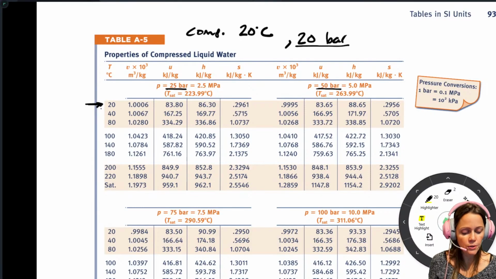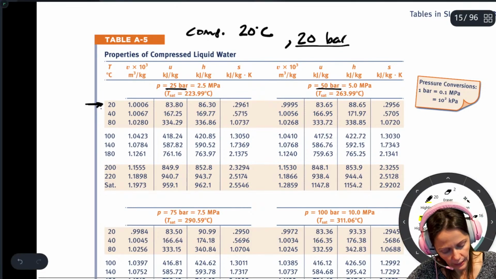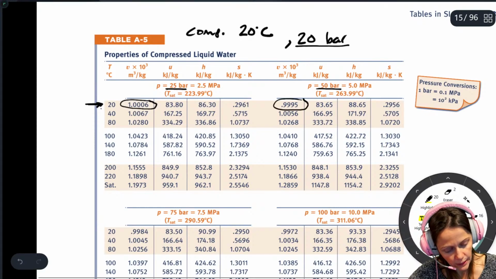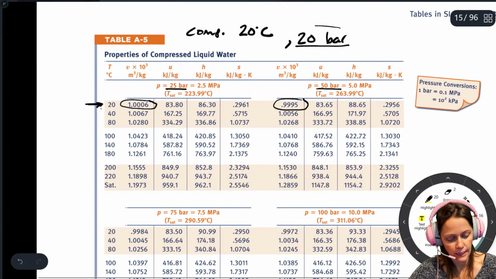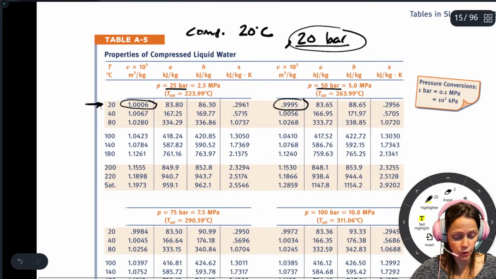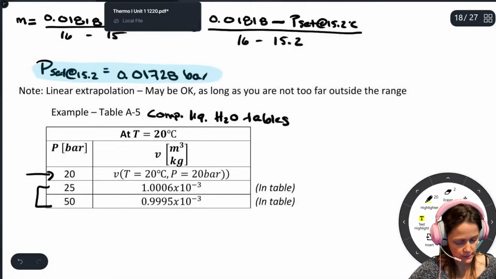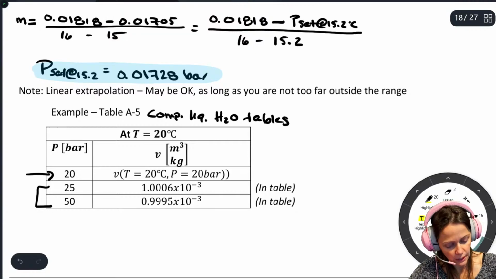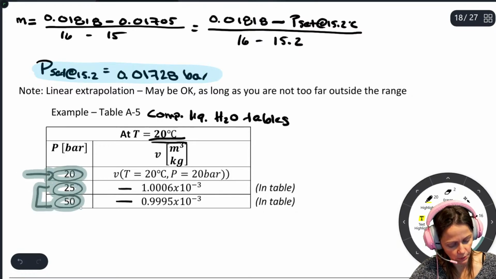And you'll notice, if you look back at your notes, I've organized it a little bit differently. I'm going to say, okay, I have data for 20 degrees Celsius, and I have a specific volume at 25 bar and 50 bar, and I need it for 20 bar. So let's go back and look at our notes now, see how we've done that. Okay, so at 20 bar, I've got data for 25 bar, 50 bar, and I need it for 20 bar.